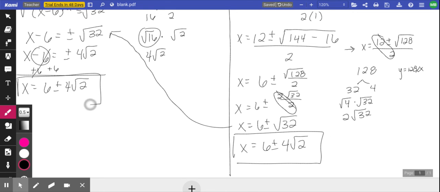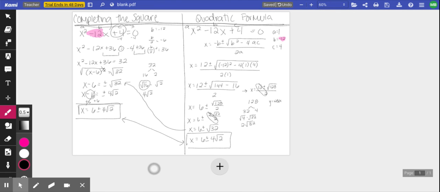And here you have both methods side by side. Same answer, just different ways of solving. There are definitely times when completing the square is easier. There are definitely times that the quadratic formula is easier. I just wanted you to see them both being worked out using the same example problem side by side. That way you can kind of connect it.